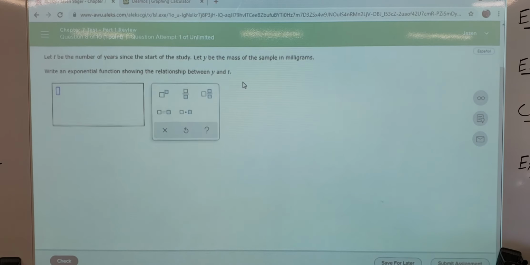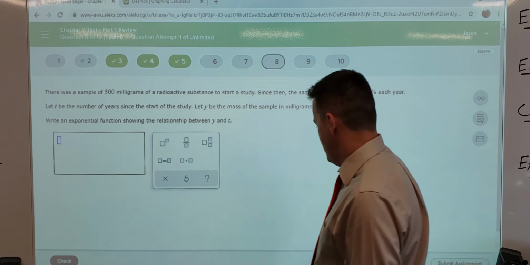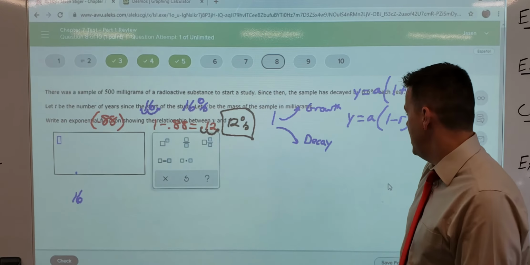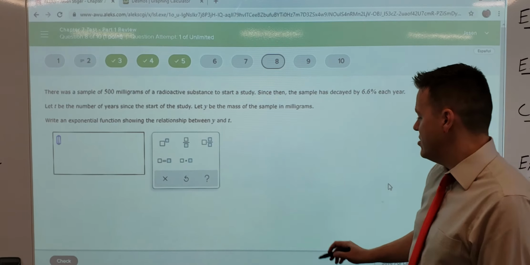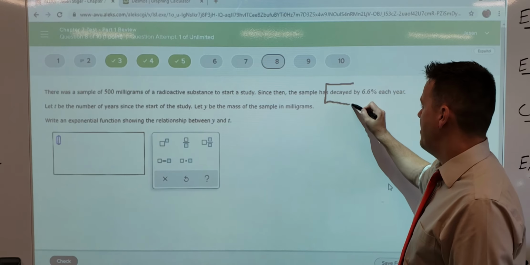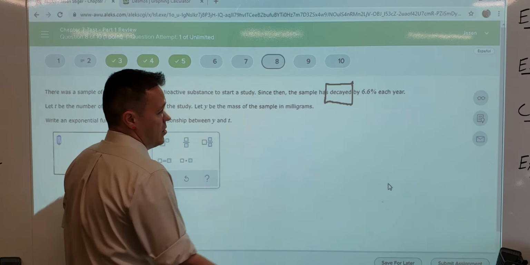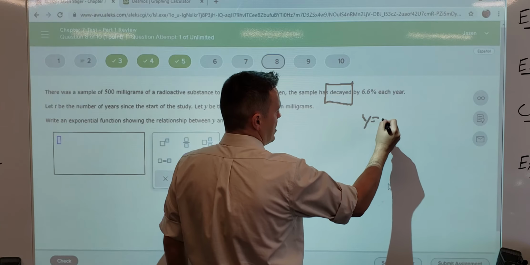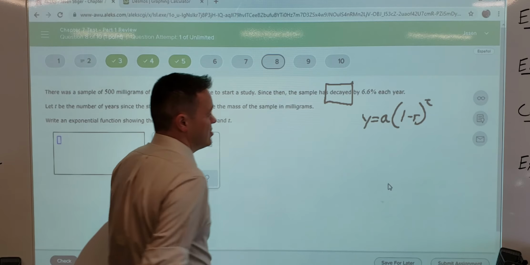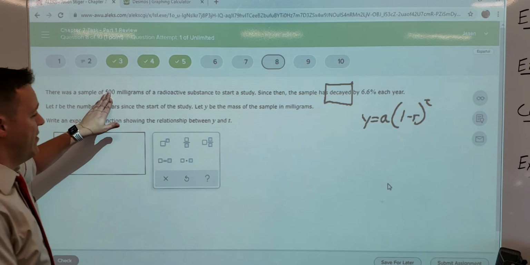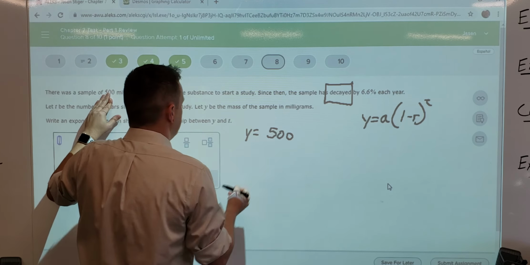Number 8. Now you have to write the equations. The key thing you need to know about is the word. Let me back this up. Make sure you understand that when you read this problem, it talks about decay. This one is decay. So my decay formula, again, is y equals a times 1 minus r to the t. The same thing applies. What is my a value? It's going to be 500.